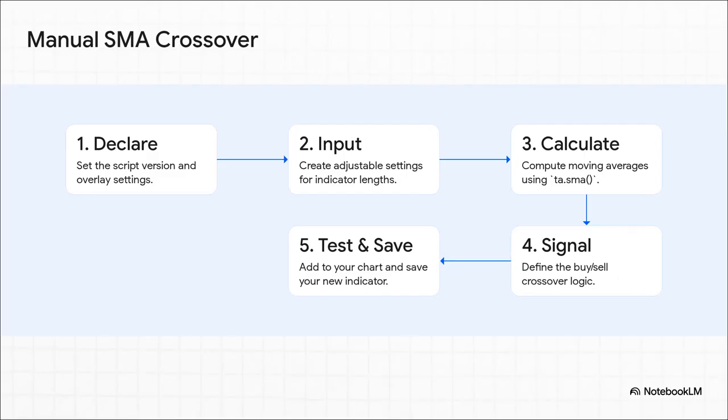Let's say we're building a simple moving average crossover. A signal that tells you when a short-term average crosses a long-term one. The manual process is actually pretty logical. First, you just declare what you're building and tell TradingView, hey, put this on the main chart. Then, and this is super important, you create inputs so you can tweak your settings later without ever digging back into the code. Next up, you do the actual math, using Pinescript's built-in functions. After that, you define the signal itself, the real brains of the operation. And finally, you just pop it on your chart and save it.